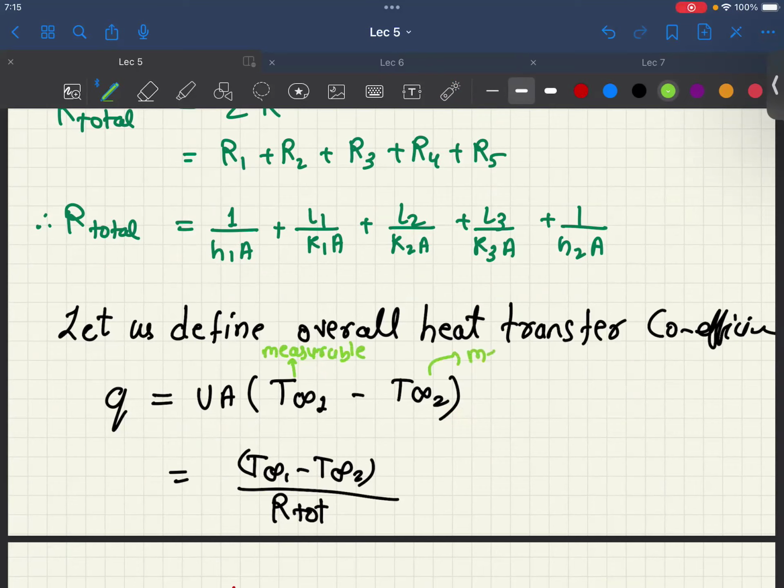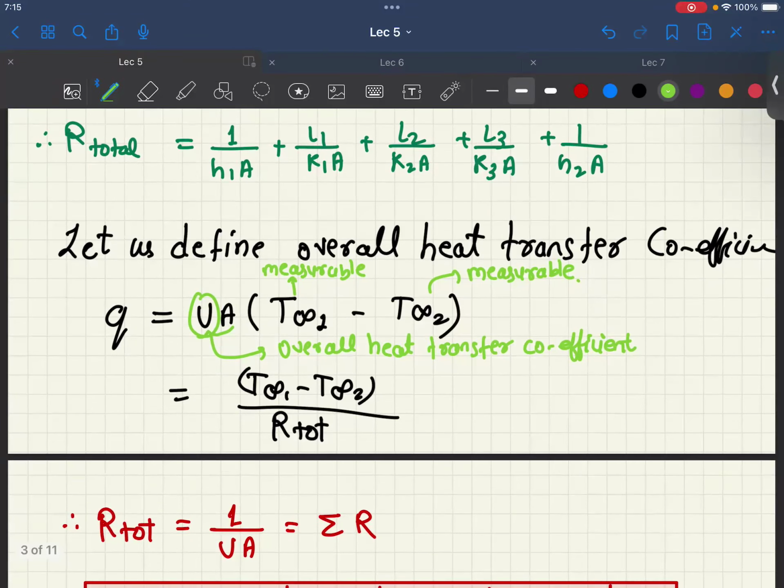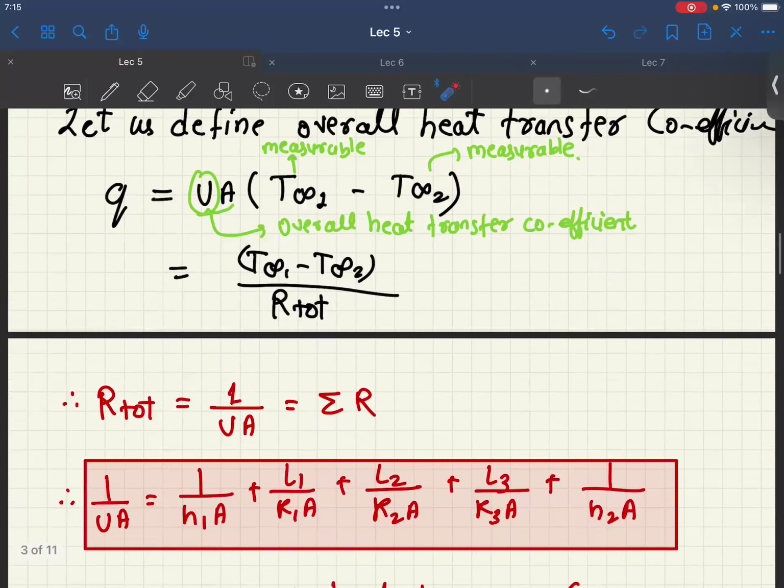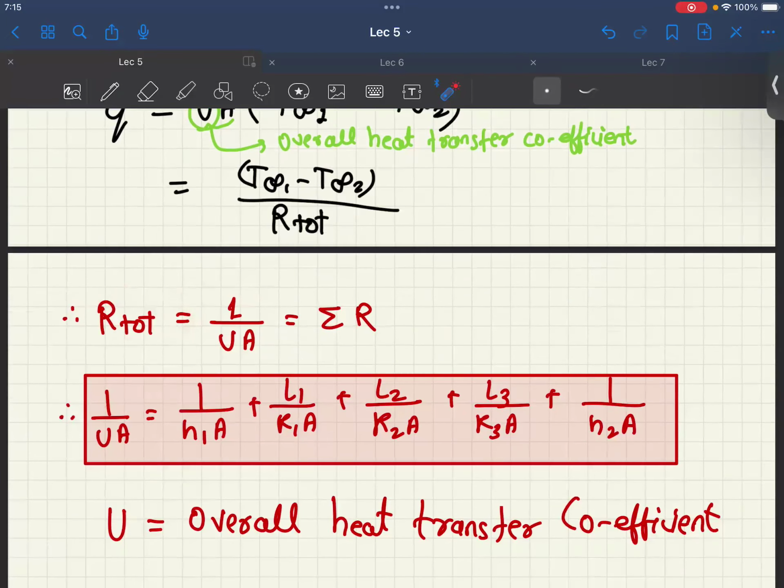Okay. Similarly, this is also measurable, right? And this U is what we call the overall heat transfer coefficient. Okay. And then as per our nomenclature, this Q is analogous to electrical circuit. This Q is the current, and the driving force for this would be the temperature difference, and this is the R total. So hence we can write, R total is equal to 1 by UA, right?